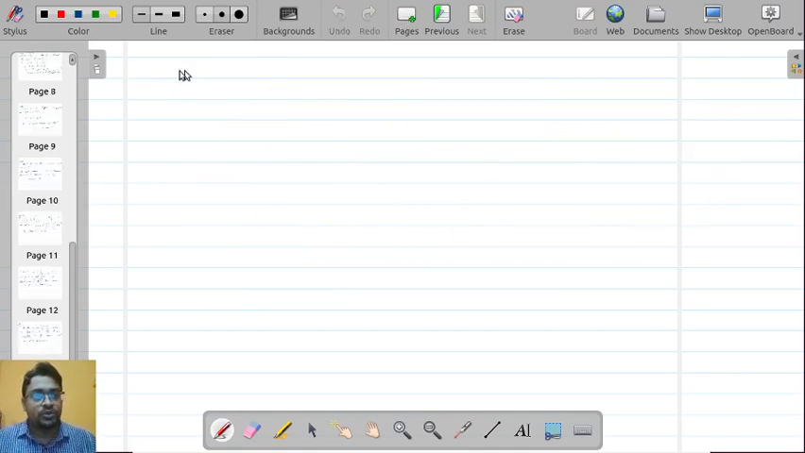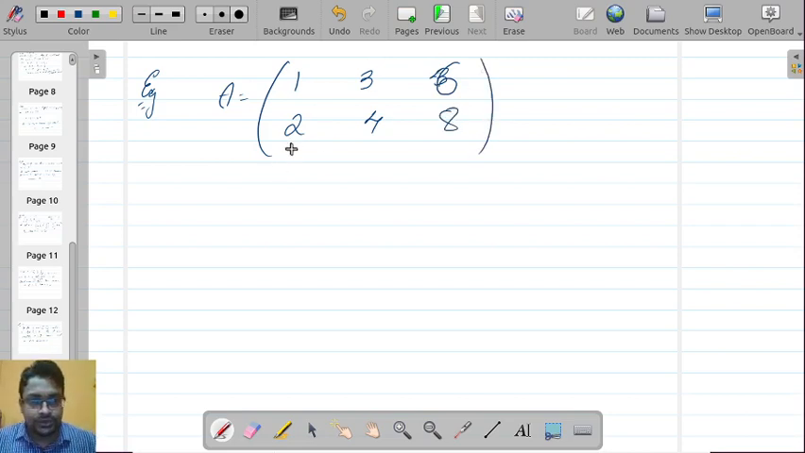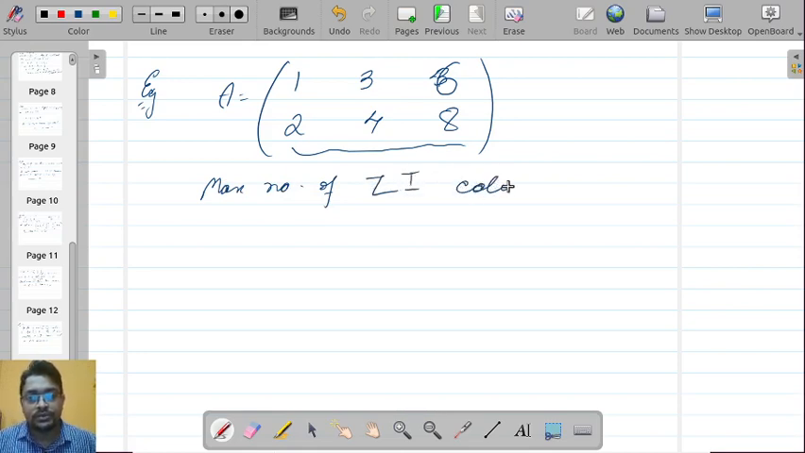Okay, so say for example A equal to 1 2 3 4, and say I write 3, 6 8. Here you see this is not a square matrix, so I cannot talk about the determinant here. What is the maximum number of linearly independent columns here?